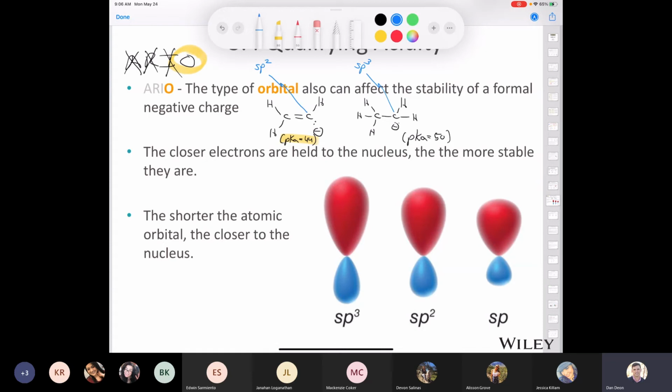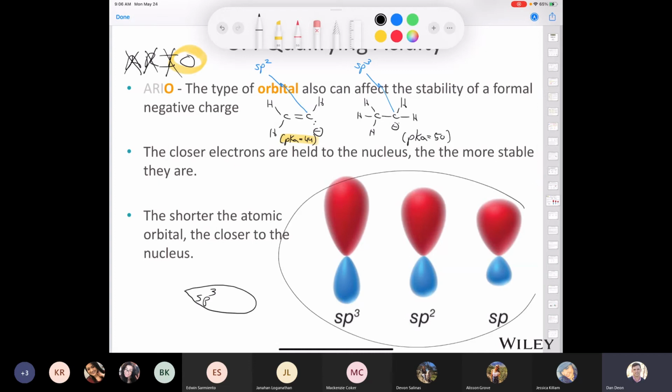The closer the electrons are held to the nucleus, the more stable they are. If you compare the relative sizes of an sp3, sp2, and sp hybridized orbital, I showed you in chapter one that all you have to do is draw this and then just label it. You can write sp3, sp2, or sp, and Mr. Dion is going to be happy as a pig in mud.